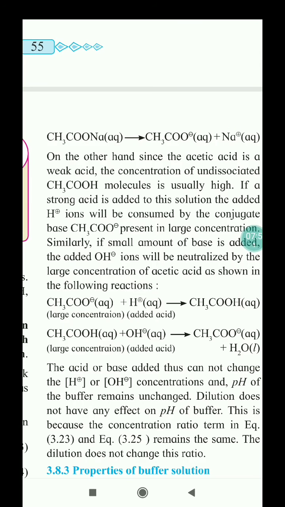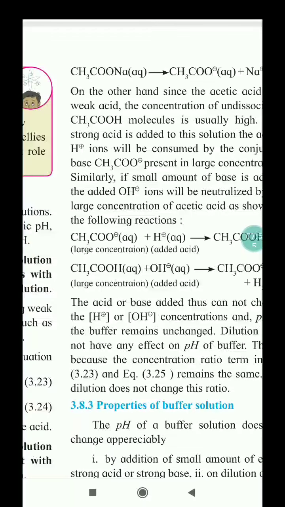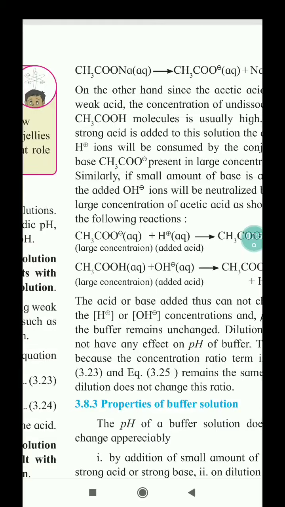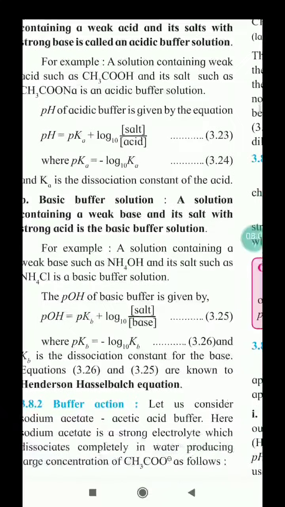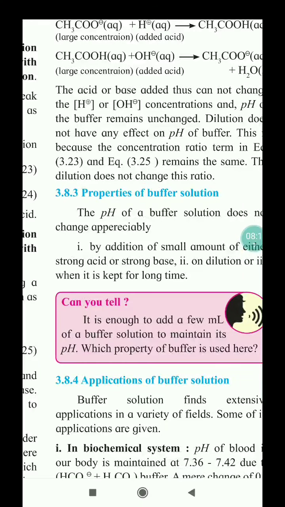The concentration ratio terms in 3.23 and 3.25 remain constant. The dilution does not change the ratio in this way. Here pOH depends on the concentration of salt upon the concentration of base, and here also the concentration of salt upon the concentration of acid. Then the properties of the buffer solution.